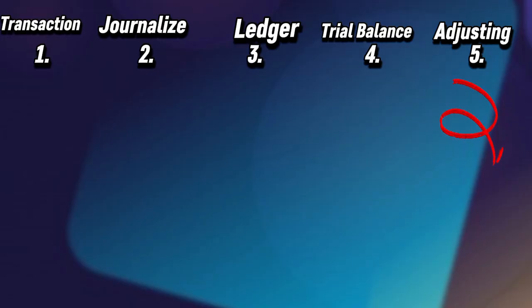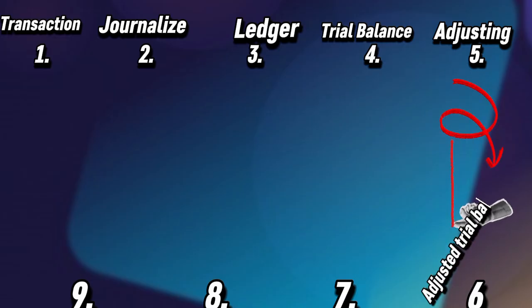Step 6. Prepare an adjusted trial balance. The sixth step is preparing an adjusted trial balance. This trial balance is prepared after all adjusting entries are posted. It shows the correct and updated balances of all accounts and serves as the main source for financial statements.